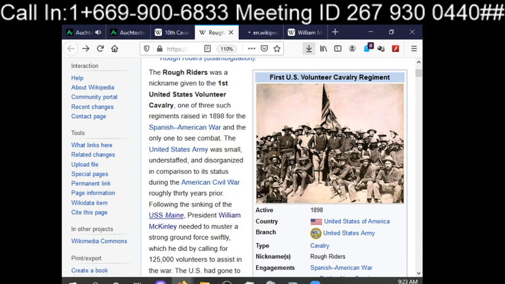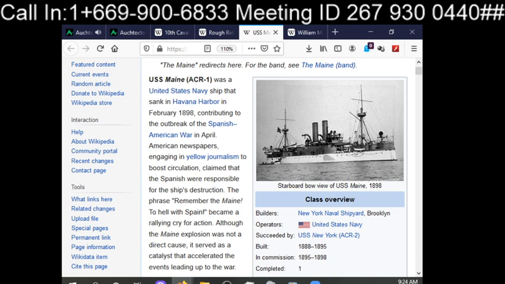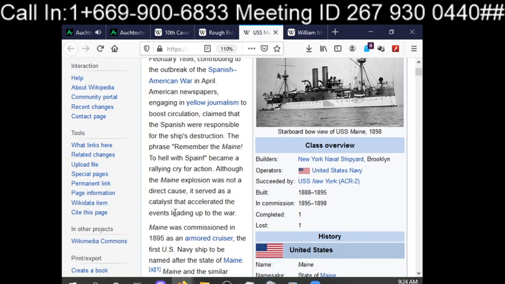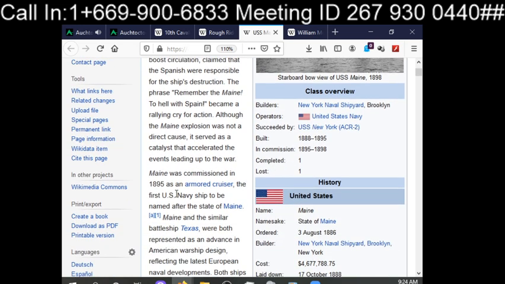So while y'all are doing that, I'm going to look up the USS Maine. It said it was sunk. It said the United States Navy ship that sank in Havana Harbor in February 1898, contributing to the outbreak of the Spanish-American War in April. American newspapers engaging in yellow journalism to boost circulation claimed that the Spanish were responsible for the ship's destruction. The phrase "Remember the Maine, to hell with Spain" became a rally cry for action. Although the Maine explosion was not a direct cause, it served as a catalyst that accelerated the events leading up to the war.